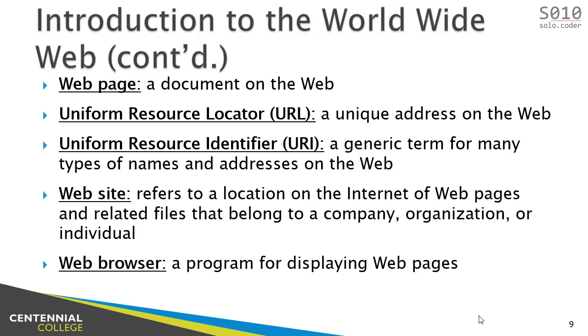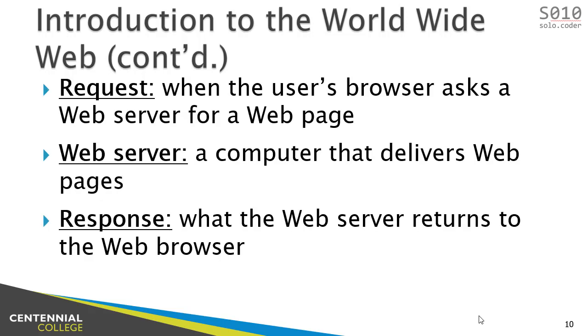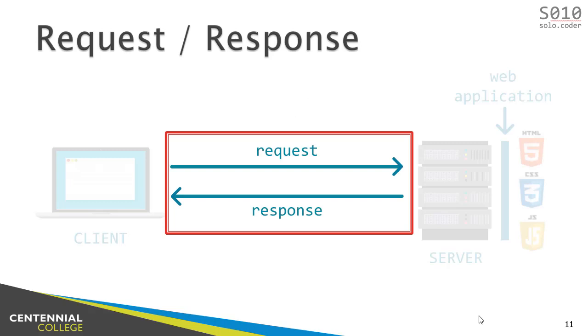Okay, so a website is the location on the internet where web pages are stored. They belong to a company. Web browsers are what we're going to be using to display the pages. And we go back again to our old friends, request and response. We have a client and we have a web server. Quickly, the diagram once again: we have the request from client to server, and we have a response from server to client.